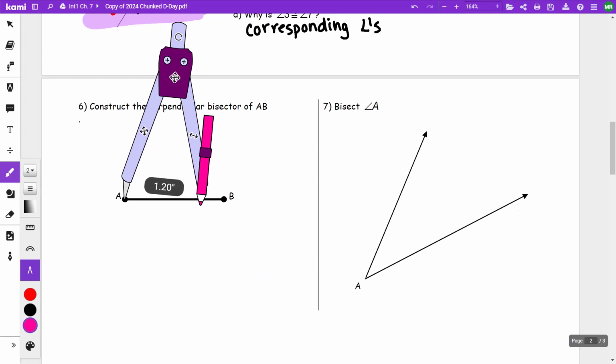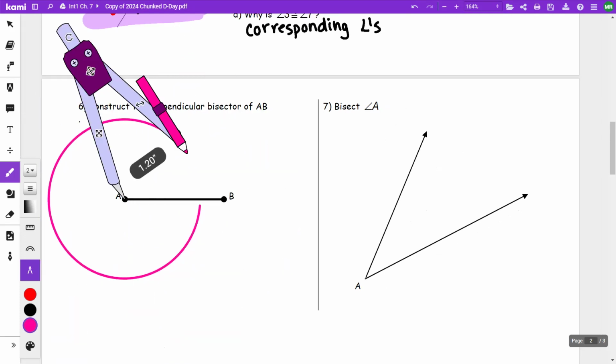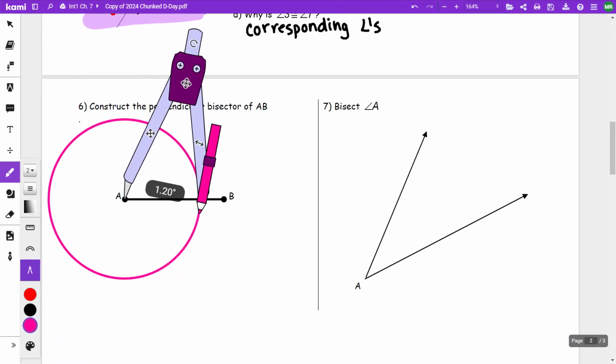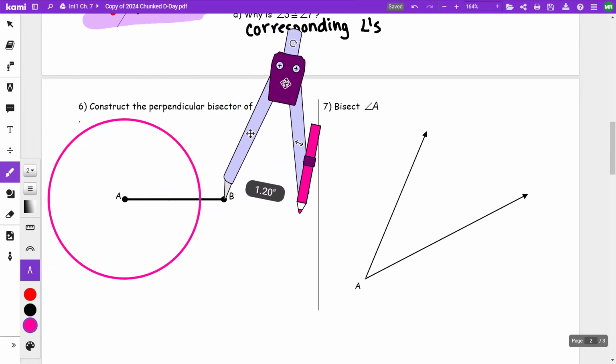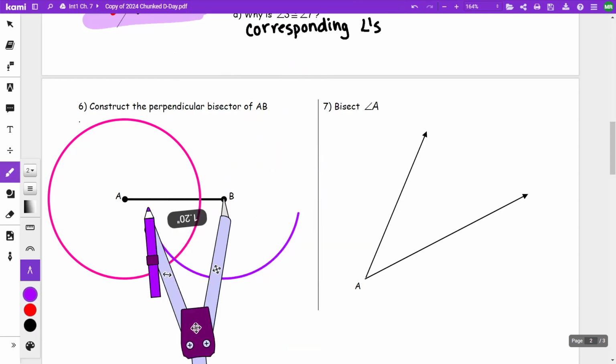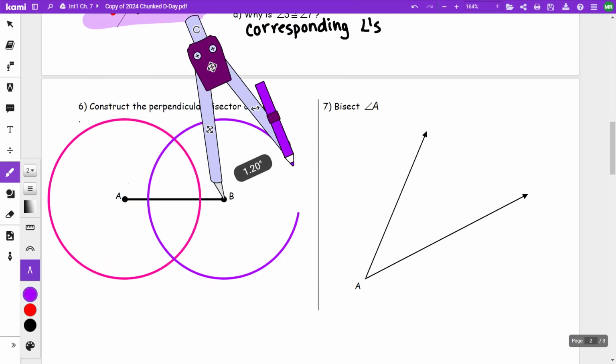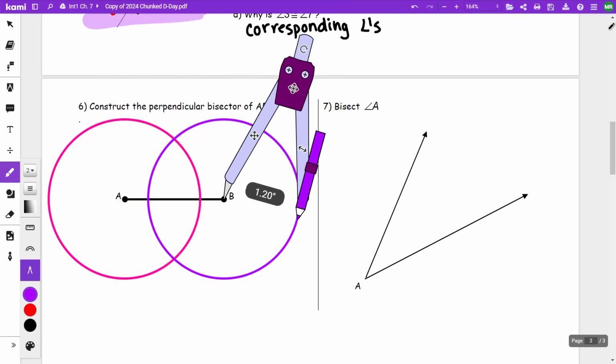And then what I'm going to do is draw a circle. Really, I need to do a mark above and a mark below towards the center of the circle. I'm going to keep this radius and move it over here. Let me change the color. And now I'm going to draw another circle from the other endpoint.